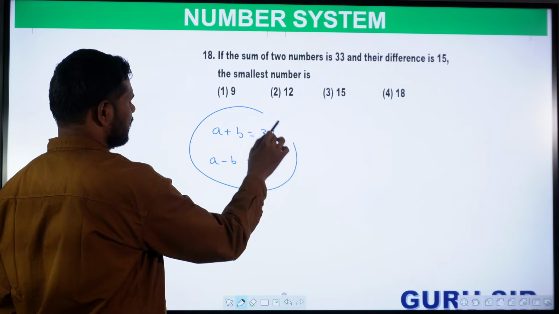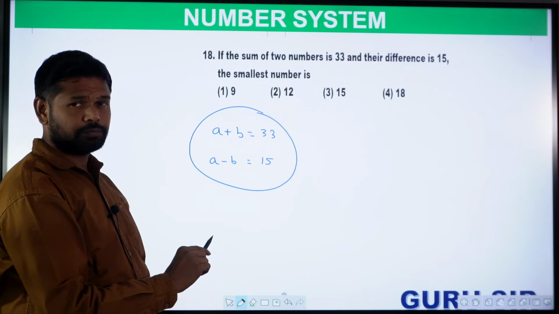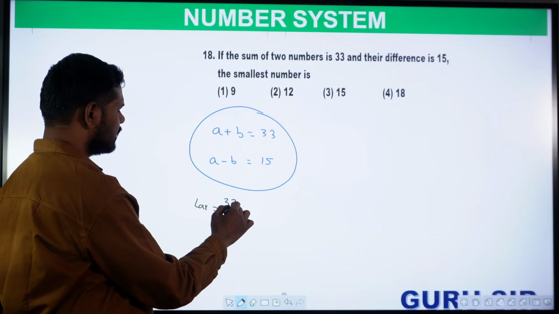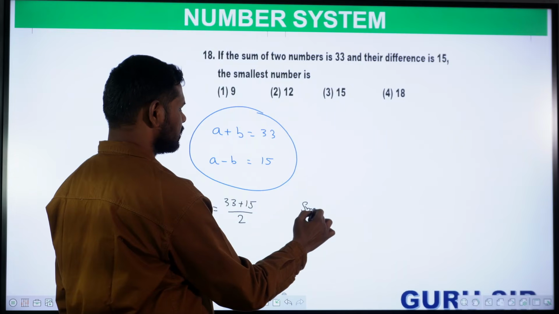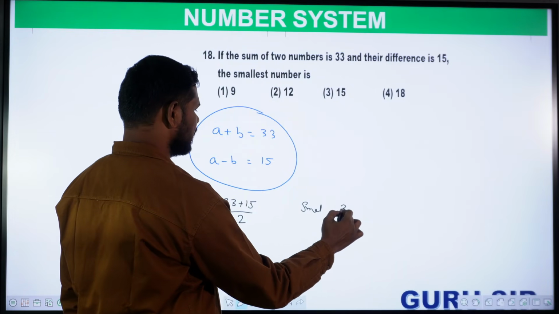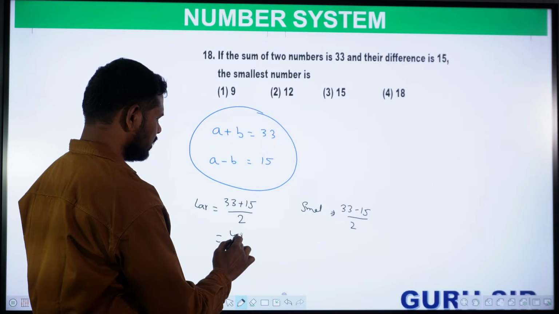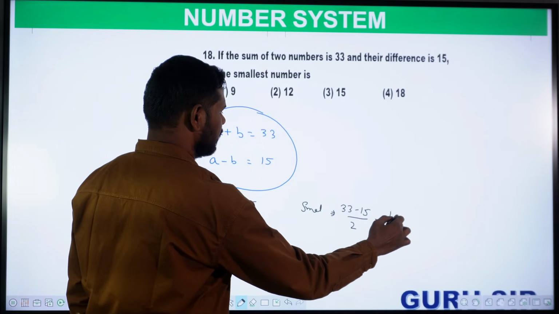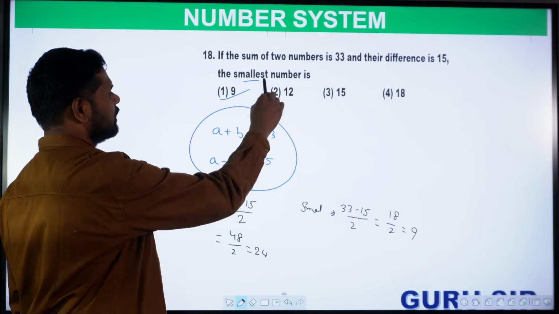Suppose in this type of question, the maximum number is the average-type combination of these two. The largest or greatest number is (33 plus 15) by 2. The smallest or least number is (33 minus 15) by 2. 33 plus 15 is 48, by 2 is 24, which is the largest number. Here 18 by 2 is 9, which is the smallest number. They are asking about the smallest number, that is 9.